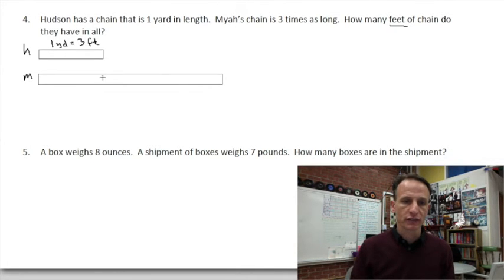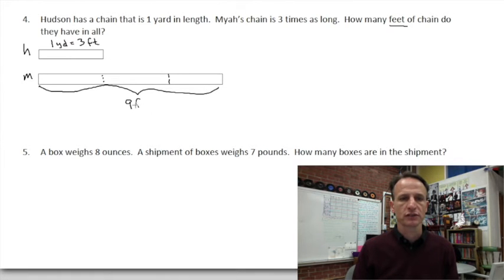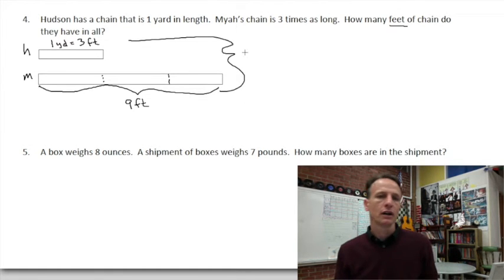And now hers is, okay, so hers is going to be 3 feet, 3 feet, 3 feet. So hers is a total of, and I'll have to put the bracket underneath just for space considerations, hers is a total of 9 feet. And what we're trying to find here is the bracket. This is C for chain. We're trying to find that total amount of chain they have in all.